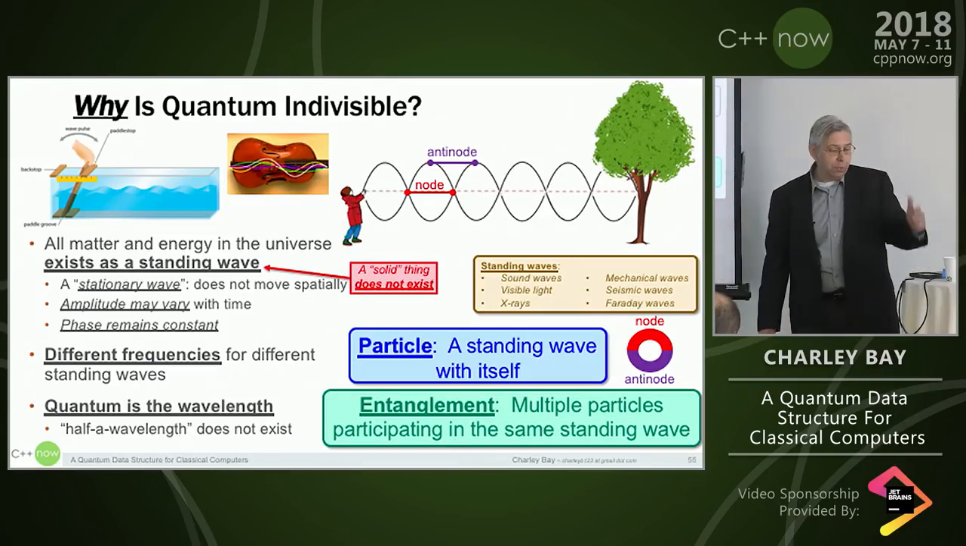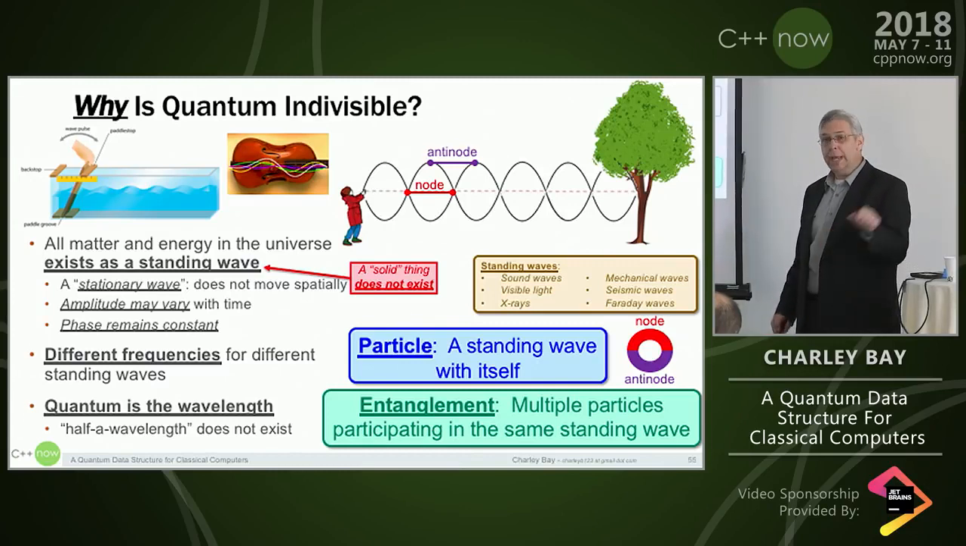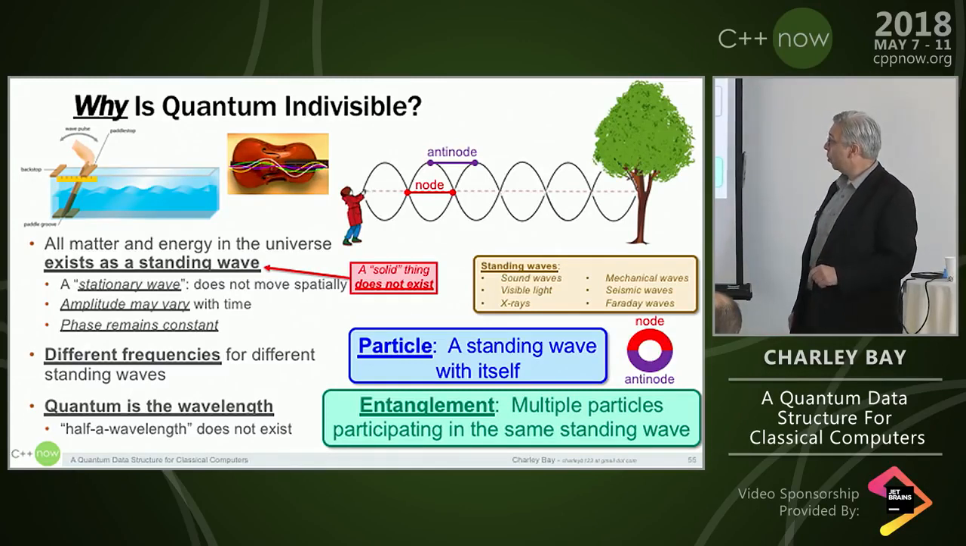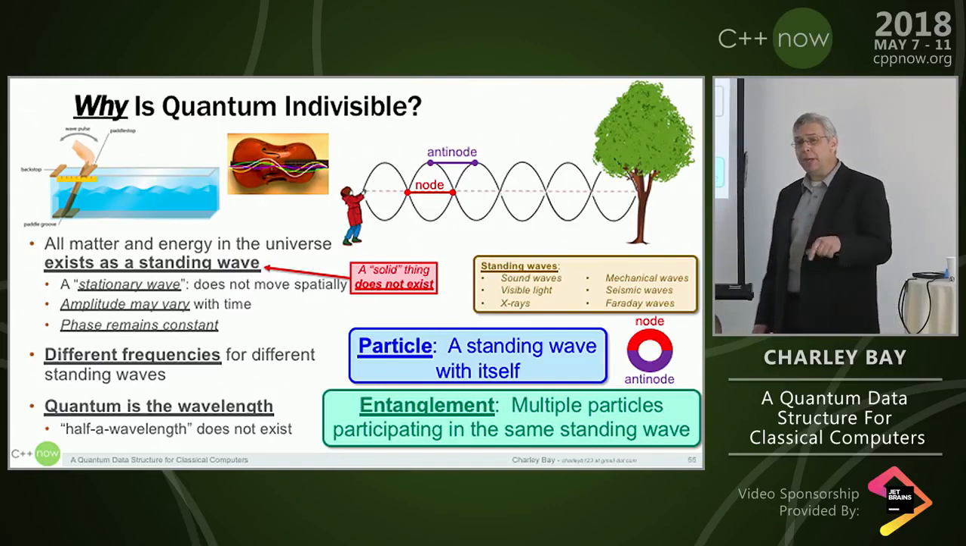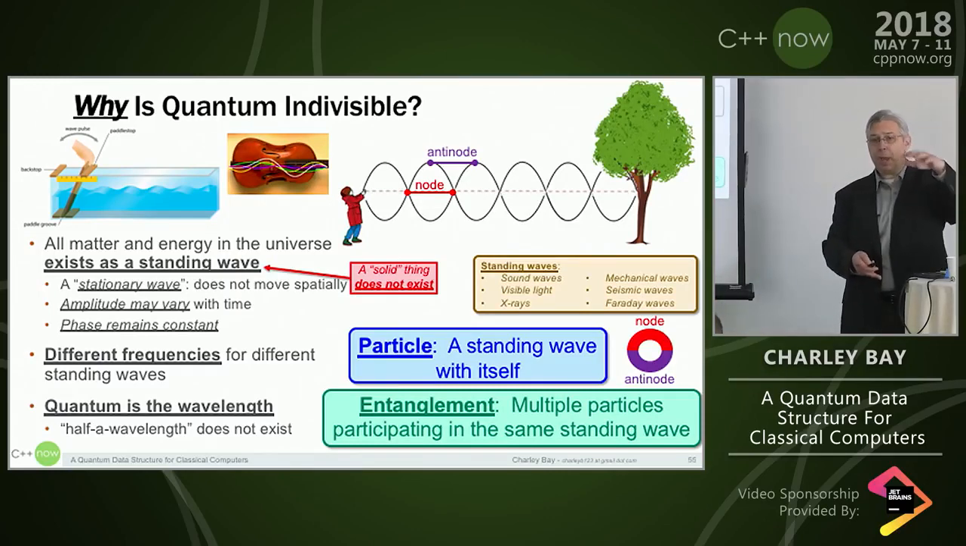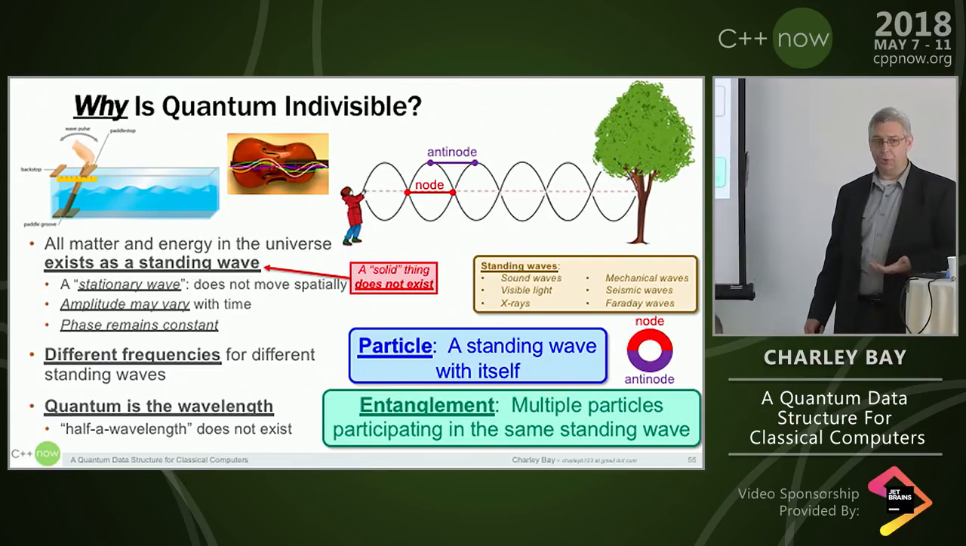And well, atoms being empty space, they're all actually just little bitty standing waves playing around with each other, interacting in discrete ways. So there are a lot of standing waves. We play with them. They're very useful to understand. But a particle is a standing wave with itself, with a node and antinode. And entanglement is multiple particles participating within an overarching standing wave. That's how you entangle something.